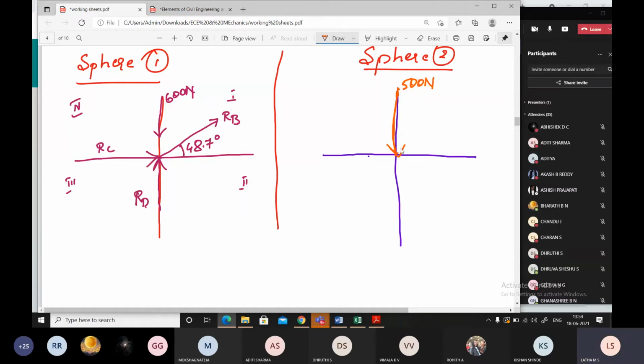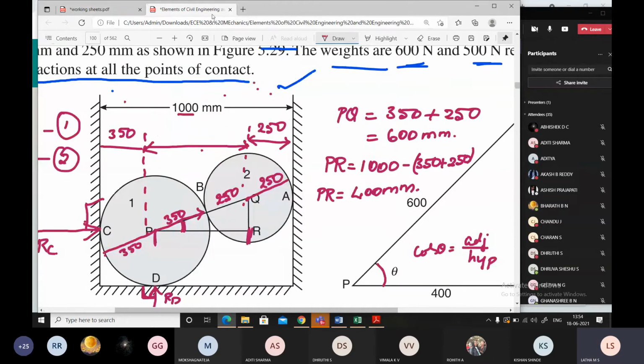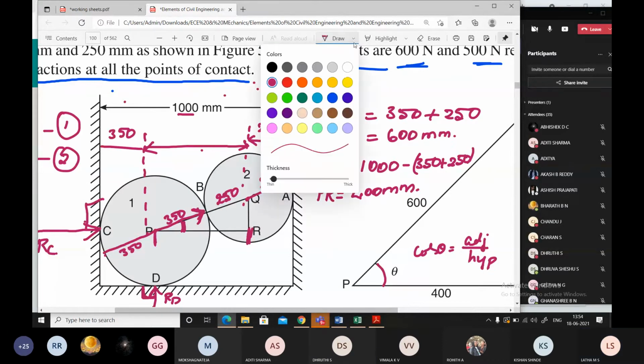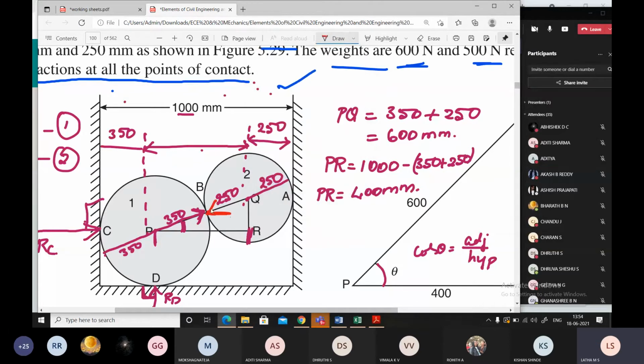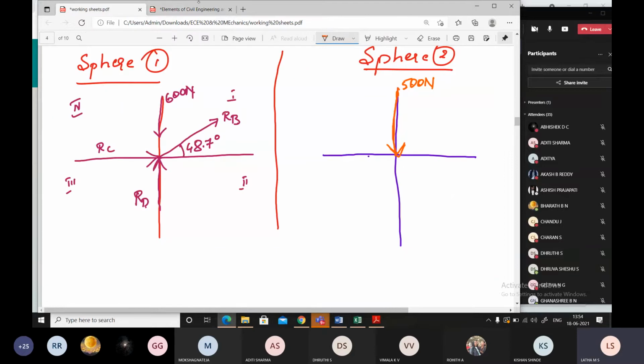Okay, students. Then consider the B force. How should I mark RB? Now I mark RB in this direction. For sphere 2, I should drop it opposite, equal and opposite, to maintain equilibrium. To maintain equilibrium. Okay. So which quadrant will it come in, students?